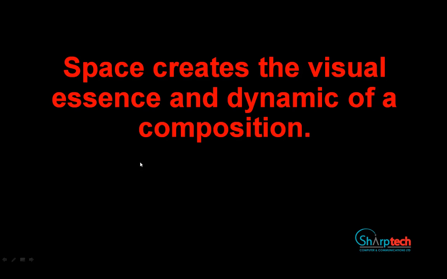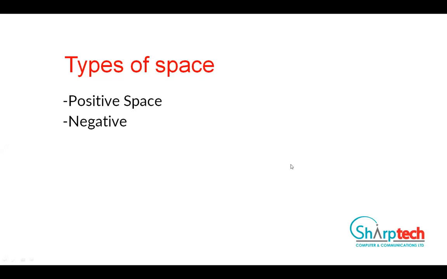Yeah, that's what I'm trying to mean by dynamic of the composition. Yes, so space contributes towards defining the outlook and the appearance of your composition. So we said space also has types. Yeah, there are two. We have positive space, and then we have negative space.